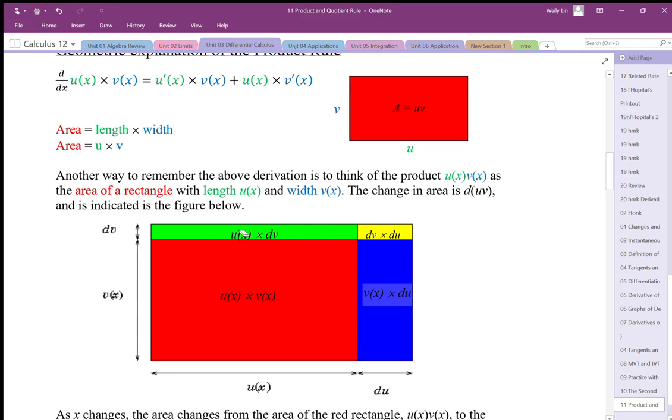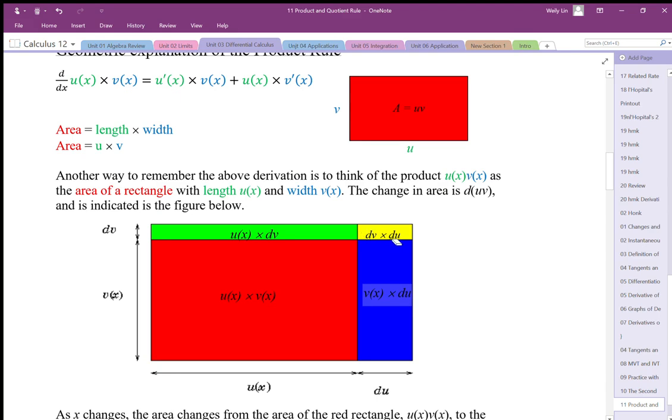The change in this piece here, the green area, is represented by this length, u of x, times the change in v, or the dv. So this is u of x times the derivative, or change in v. So this length times the change in v gives me the green area. Well, how about the blue area? The blue area is going to have this width of v, and it has a length of du. So this change in area is going to be represented by the v function times the change in the u function, or the derivative of the u function.